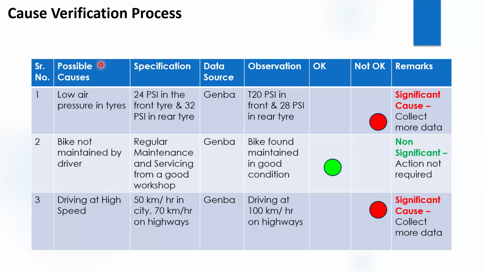Very good. Now write down the specification in column number 3. What is specification? Low air pressure in tire. For what, as per the manual? For example, my bike is Jupiter. So I have a Jupiter.